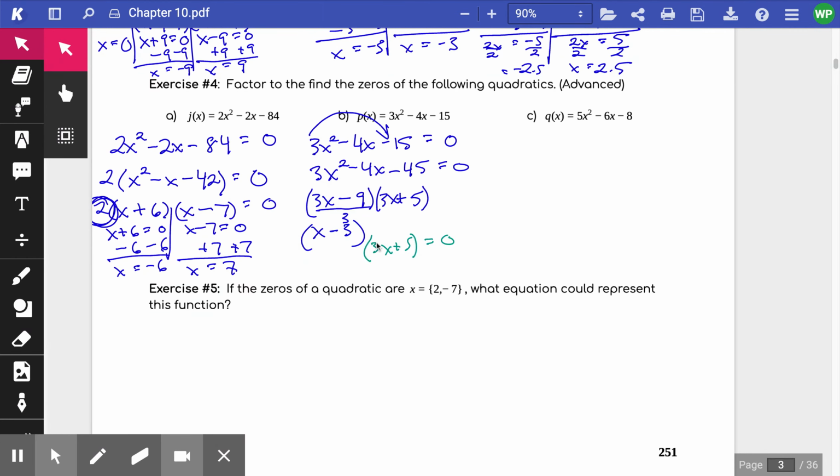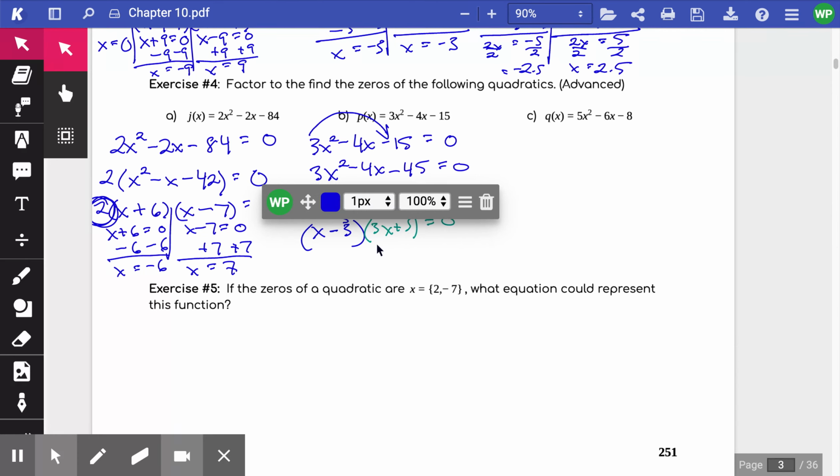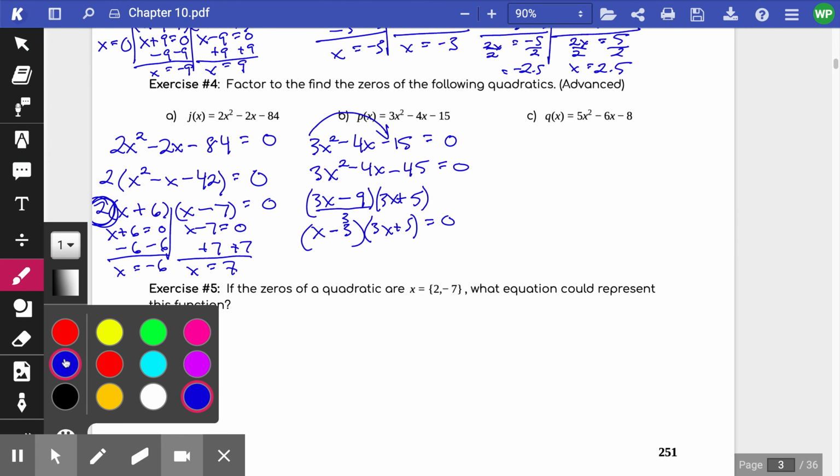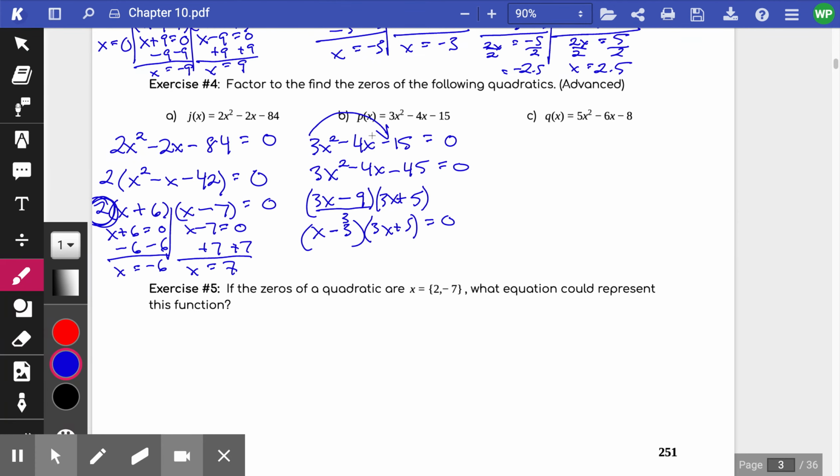So let me just move this on up. Okay. And since we just factored, we still want to solve this for 0. So we're going to set each one of these factors equal to 0, and then we're going to solve each equation for 0.